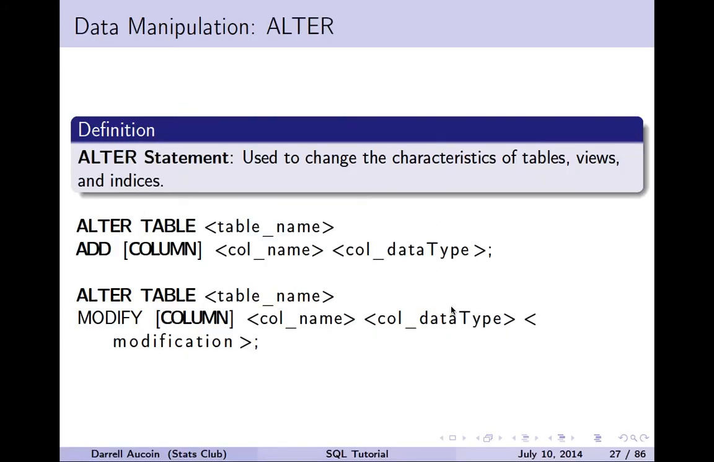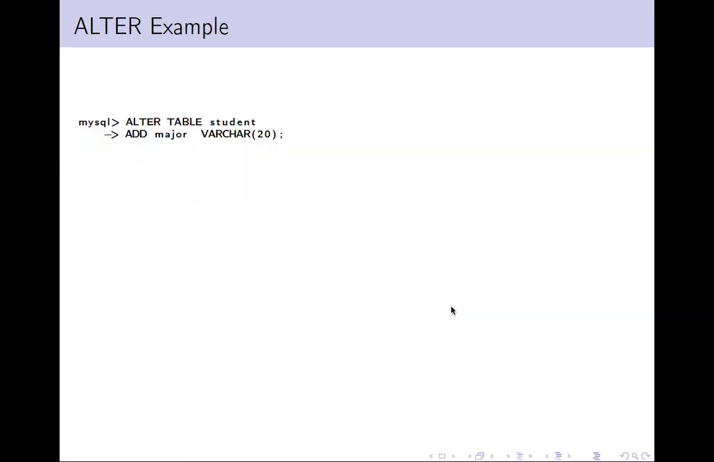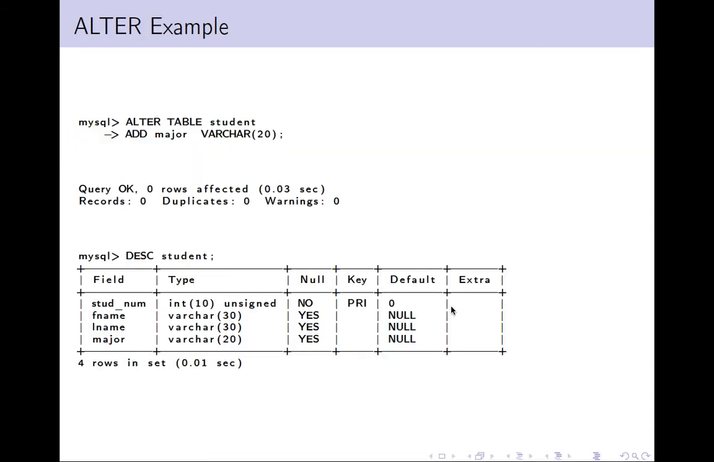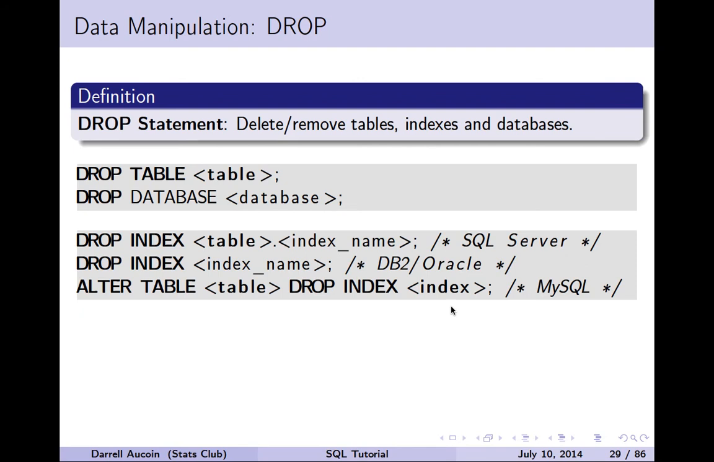Alter statements change characteristics of the table. Like one of the tables I just created, I could add a column named major. You could also drop tables and drop indexes. Each version of SQL is slightly different, so that's the reason why I have that up there. Get an idea of how to drop. For instance, dropping an index is different in MySQL, in other databases, and in Oracle.